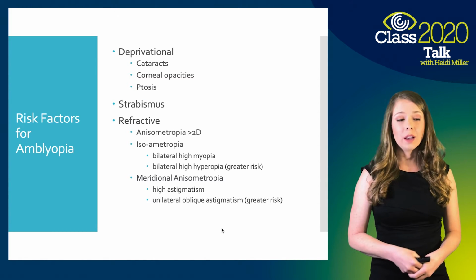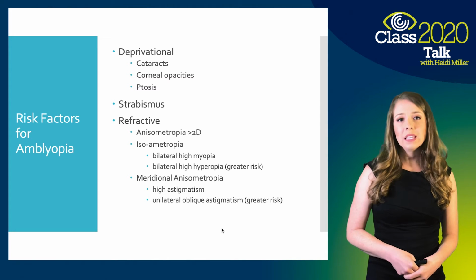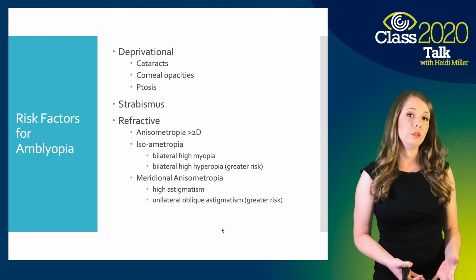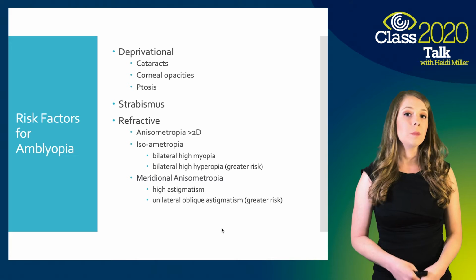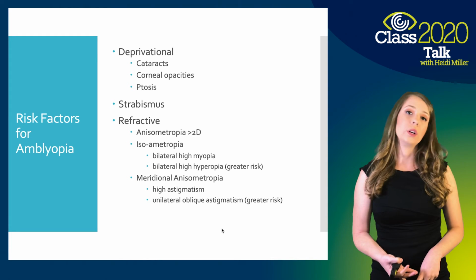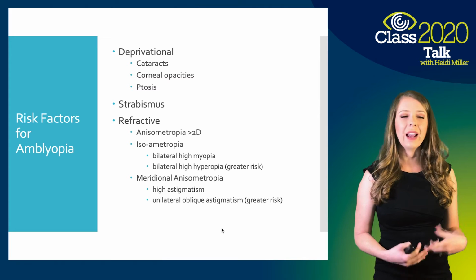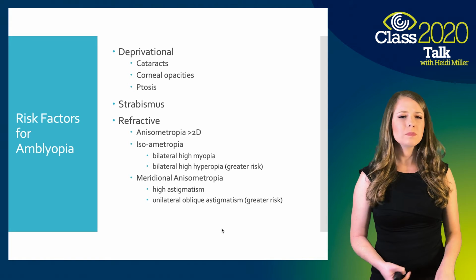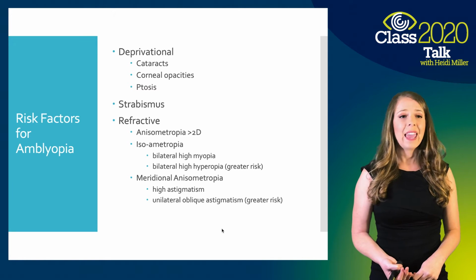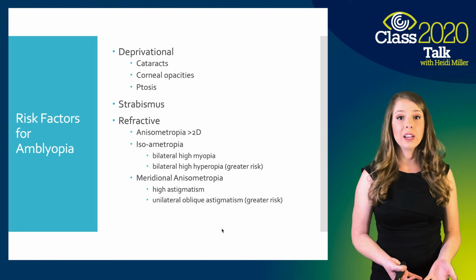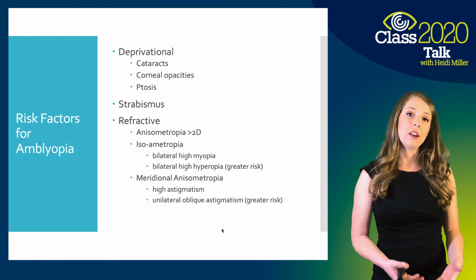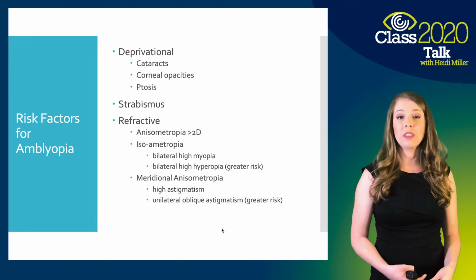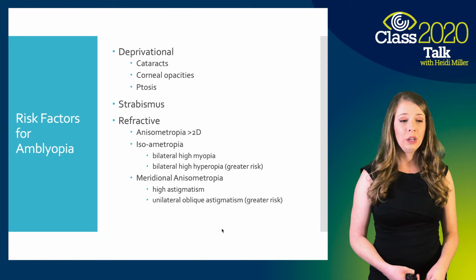Risk factors for amblyopia. We've got our deprivational amblyopia, and these are situations where we're getting no visual input to the back of the eye. Something is occluding that's causing that visual input to be obstructed. This can be cataracts, corneal opacities, ptosis, anything that we can think of that would be completely obscuring the eye and not allowing visual input. We also need to think about our strabismus patients, and this is why it's really important to see our children at early ages. If we can catch ocular deviations early that can be leading to amblyopia, we can address them, treat them, maybe have surgical intervention as needed.